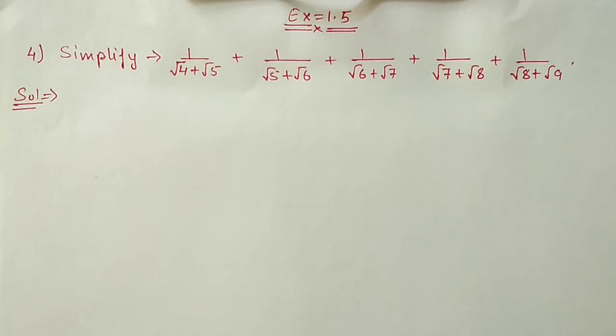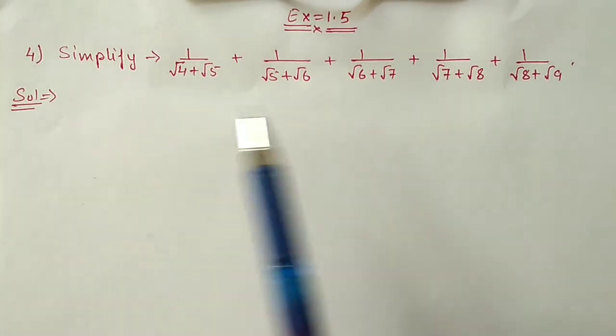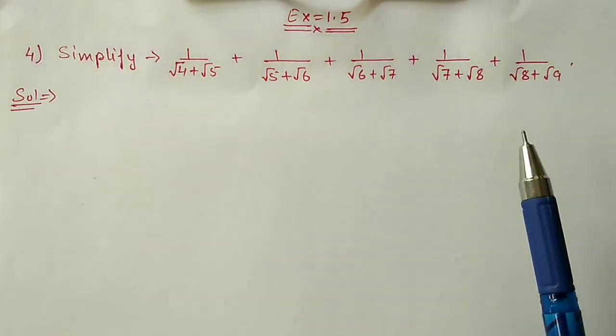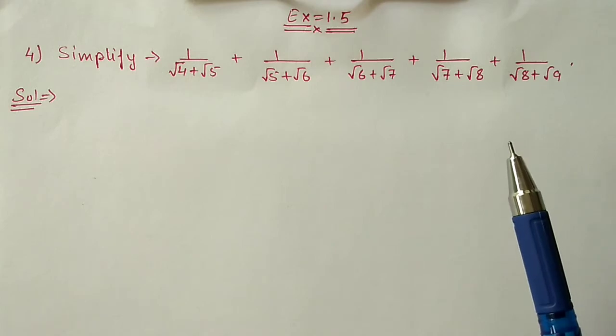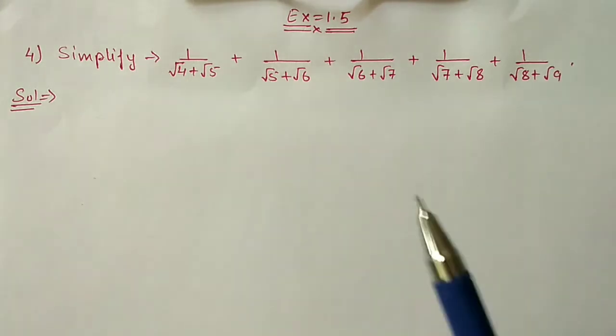Simplify 1 by root 4 plus root 5, plus 1 by root 5 plus root 6, plus 1 by root 6 plus root 7, plus 1 by root 7 plus root 8, and plus 1 by root 8 plus root 9. So in total we have 5 terms here. All these 5 terms, first we have to rationalize the denominator and then later on we will add.